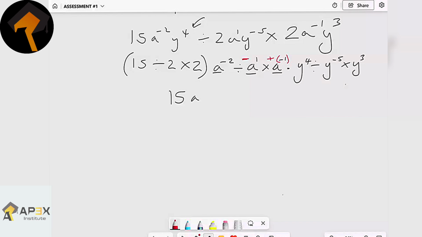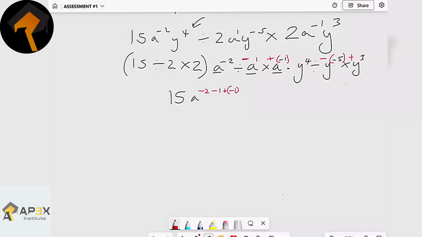And then on this side, we have y to the 4. Because you're dividing, you're going to subtract the powers here. And then on this side, you're going to add the positive 3 here. All right, so we're going to rewrite what we have here. So for the first a, we have negative 2. We're going to minus the 1, and we're going to add the negative 1 to this here.